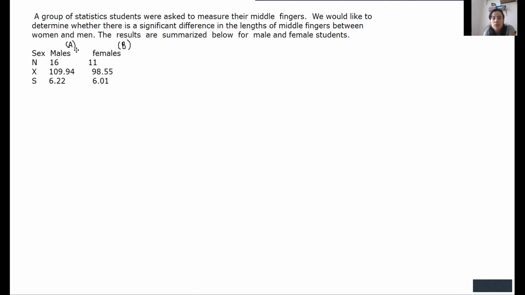The whole point of this is to determine whether this is enough of a difference or not, right? Because sure, there is a difference. This is 109 and this is 98. We're not done. We know that there's a difference between these two. The question is, is this a difference that is only caused by just random variation that I can expect between my samples, or is this an actual indication of the fact that middle fingers have different lengths between women and men?